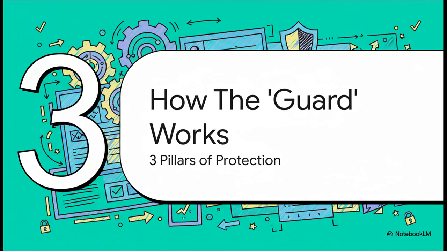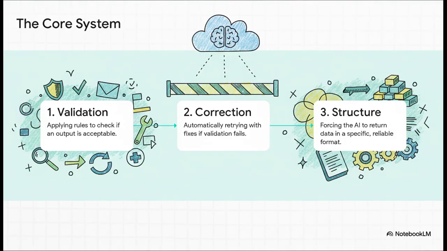Okay, so how does this automated inspection line actually work its magic? It really all boils down to three key pillars of protection that work together to enforce quality and safety. First up, you've got validation. This is where you set the rules. Is the output free of profanity? Is it factually on point? Is the tone right? Second, there's correction. Now, if an output fails one of those checks, Guardrails doesn't just give up. It can automatically retry, maybe with a slightly different prompt to get a better result. And third, there's structure. For developers, this one is huge. You can force the AI to return perfectly formatted data like a specific JSON schema every single time.